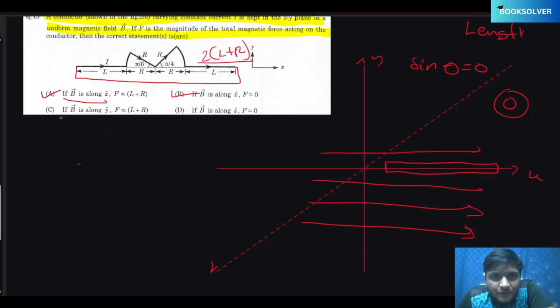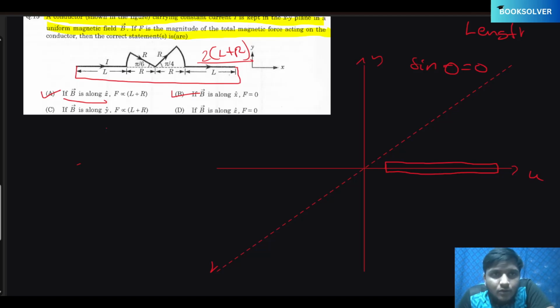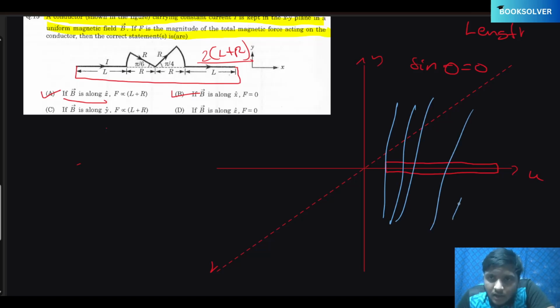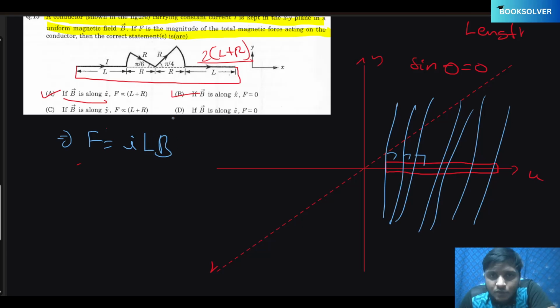Moving on to option C, when B is along Y, then the force should be proportional to L plus R. So again, let me erase the previous one. Now, when I draw magnetic field lines along the y-axis, again you can see it is uniform and everywhere perpendicular to the rod here. It means the force formula will be nothing but I L B, where L is equal to 2 times L plus R. So this time also it is proportional to L plus R, and we can mark our option C also correct.